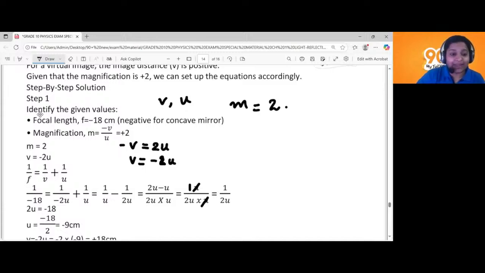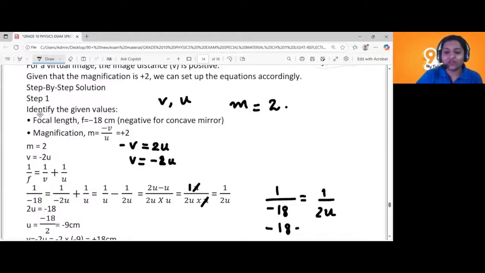1 by -18 is 1 by 2U now. Which means that -18 is 2U. How much is the value of U? U is equal to -18 by 2, which is -9 centimeters. Okay. U is -9 centimeter.